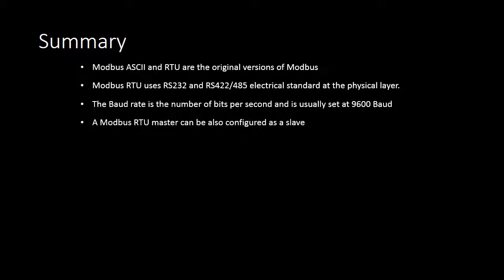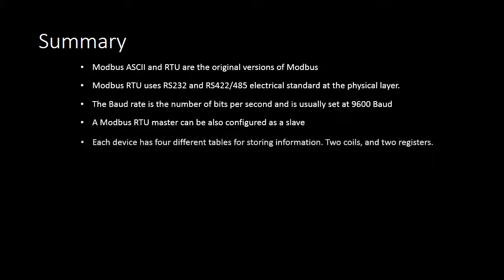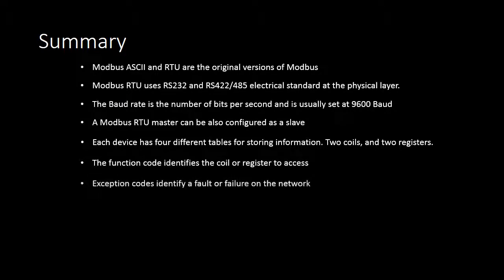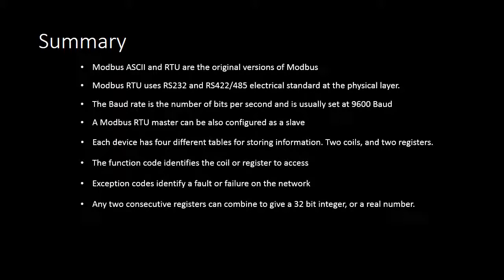A Modbus RTU master can also be configured as a slave in order to send data to another controller or PLC SCADA system. Each device has 4 different tables for storing information, 2 coils and 2 registers. Each coil or register has 9,999 values. The function code identifies the coil or register to access, and the value for that specified coil or register is given in the data field. Exception codes identify a fault or failure on the network and are returned in the data field. Any two consecutive registers can combine to give a 32-bit integer or a real number.